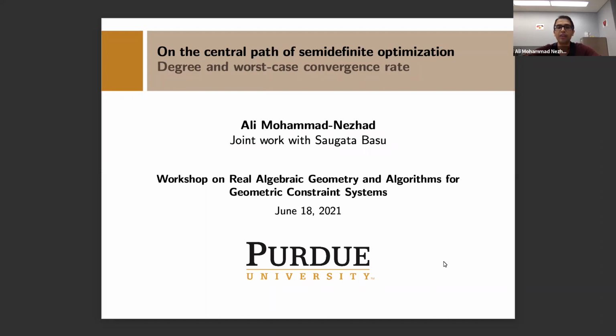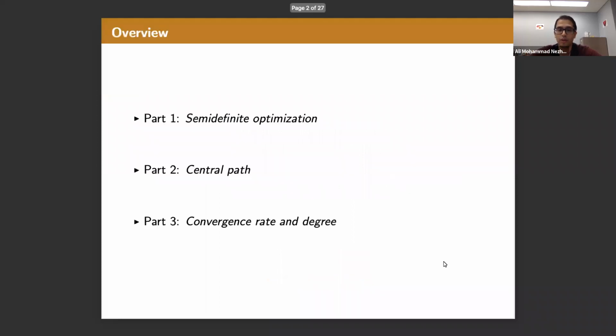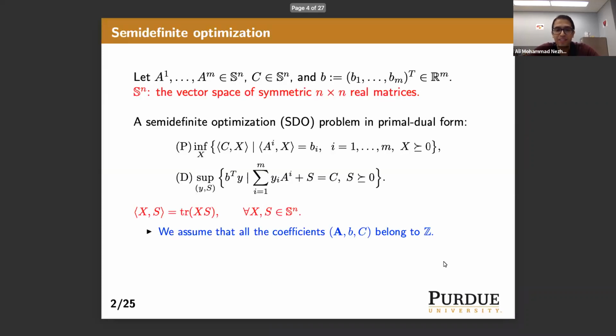All I'm going to talk about here is the central path in semi-definite optimization and its worst case convergence rate. This is joint work with Professor Puiseux at Purdue. Fortunately, we had enough background on semi-definite optimization, so I don't need to start over. But at least I can fix the notation here.